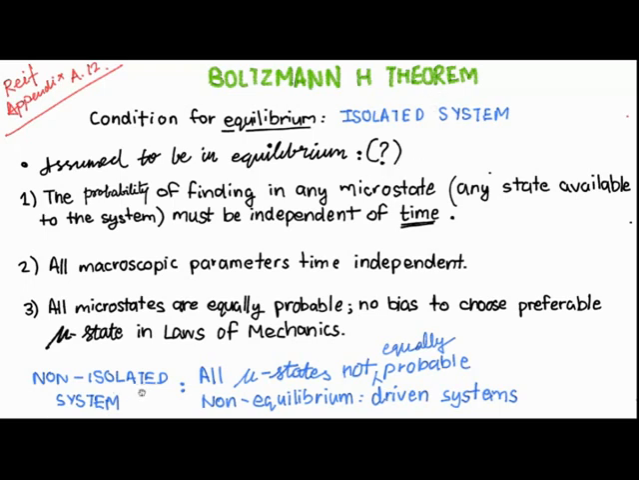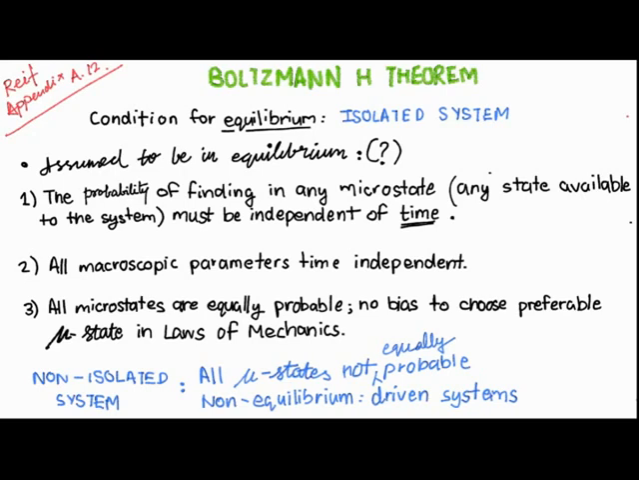But for the canonical system, basically a system in contact with a heat reservoir, we know that all microstates are not equally probable. So higher energy microstates are less probable to be accessed, and the probability is proportional to e to the minus beta E, the energy, divided by the partition function, right? So that's a system in equilibrium.